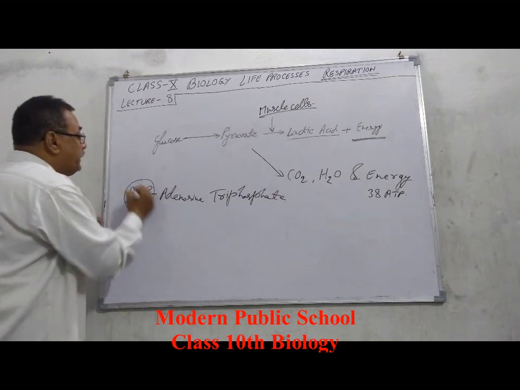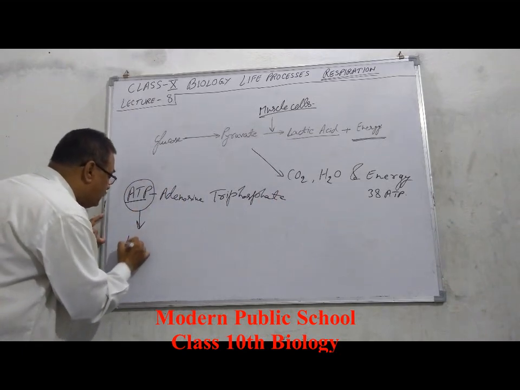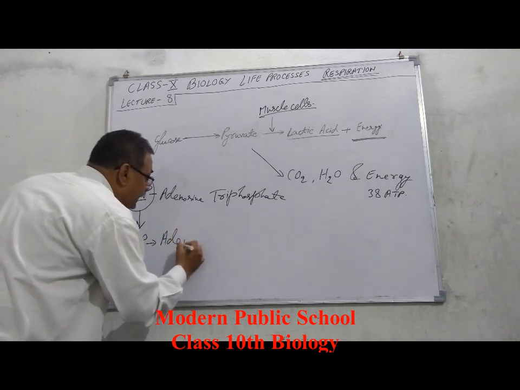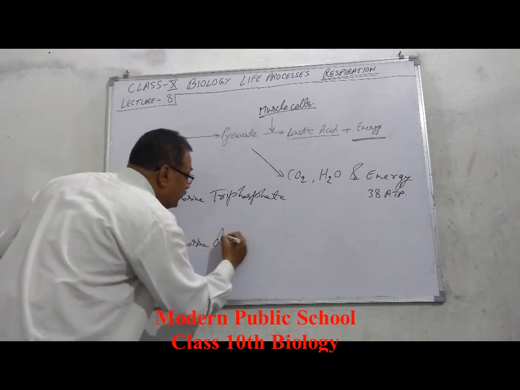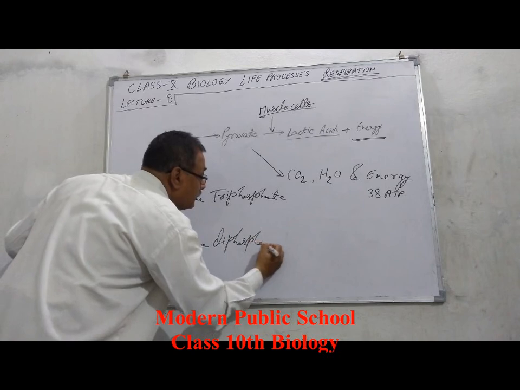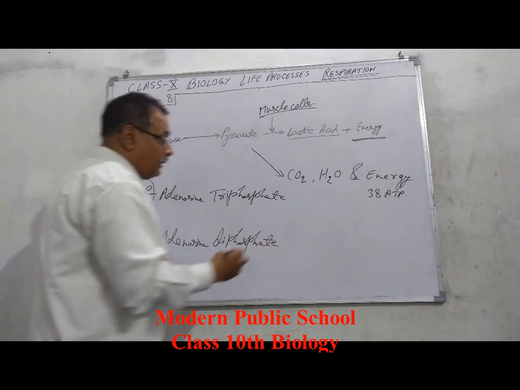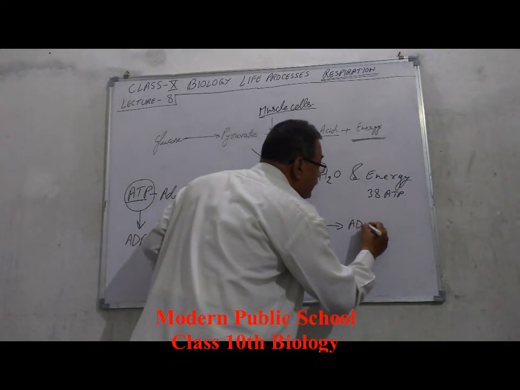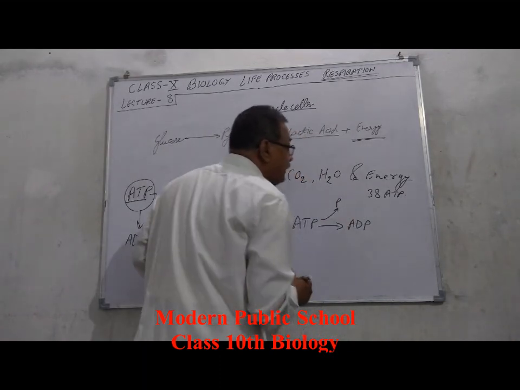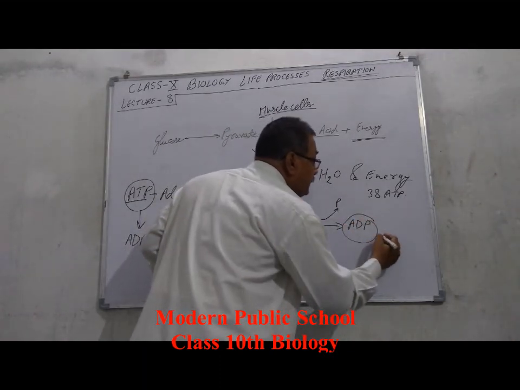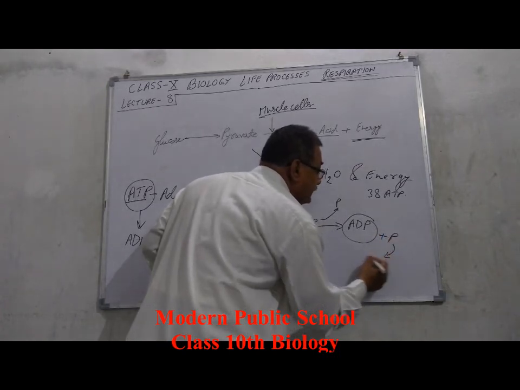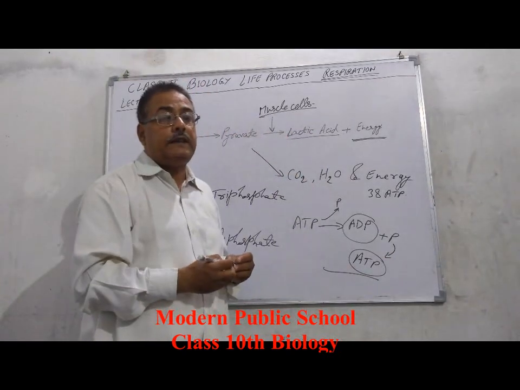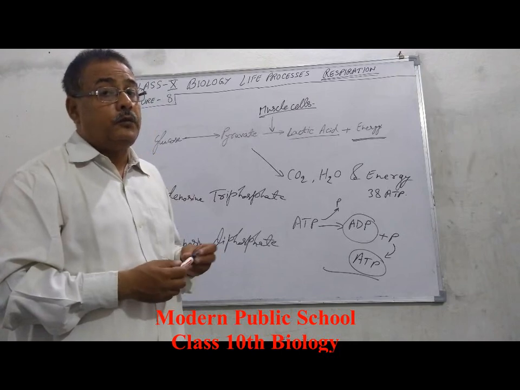When we consume energy, this ATP changes into ADP, that is adenosine diphosphate. ATP change हो गया, ADP में एक फॉस्फेट निकल गया, इस ADP में फिर एक फॉस्फेट जुटेगा और ये change हो जाएगा ATP में. This process takes place continuously in the mitochondria of the cell.